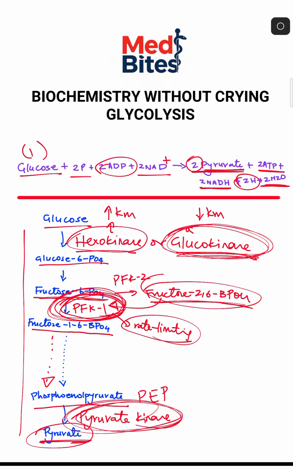Once pyruvate is formed, it has 2 major fates. If there's oxygen, it's going to proceed into being turned into acetyl-CoA and continue into the TCA cycle. If there's no oxygen, then it's going to be converted into lactate, and that's exactly what we'll cover in the next video when we tackle the TCA cycle.